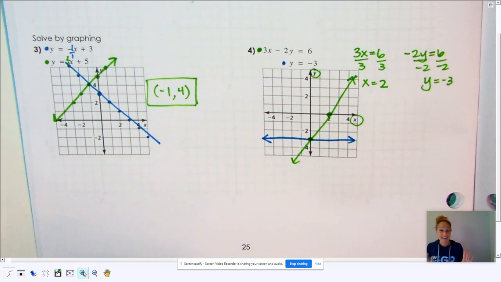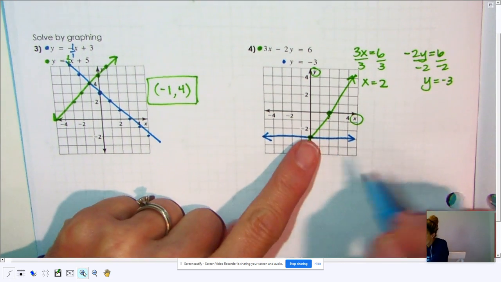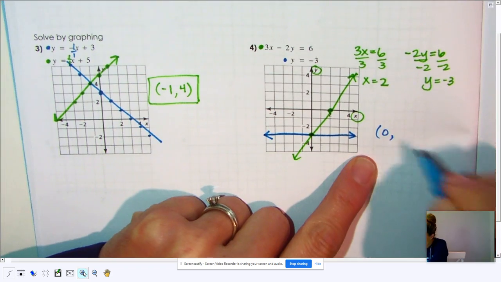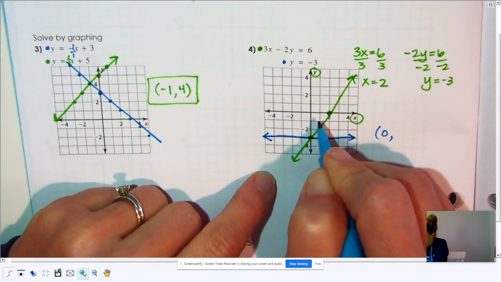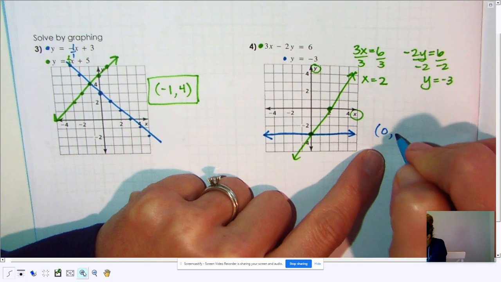So again, I haven't answered it yet. The answer is this point where they cross. So in the x direction, we went 0. We didn't go left or right, but in the y direction, I went down by 3.